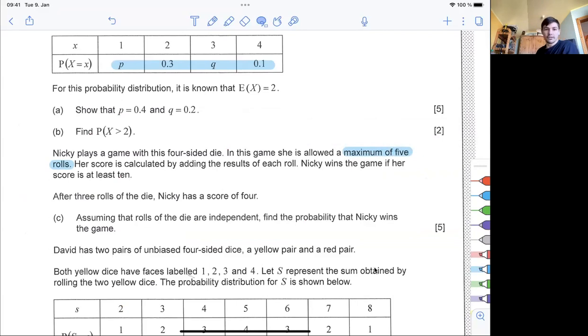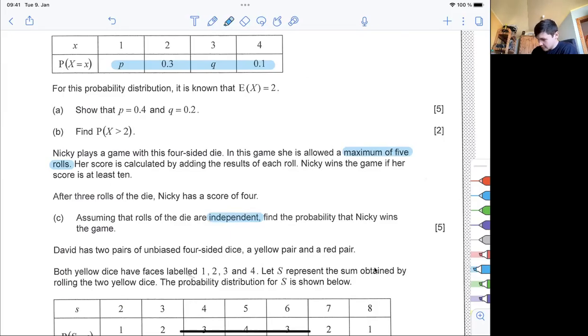After 3 rolls of the die, Nikki has a score of 4. Part C says, assuming that rolls of the die are independent, right? So that's going to be important, the fact that they are independent. Find the probability that Nikki wins the game.